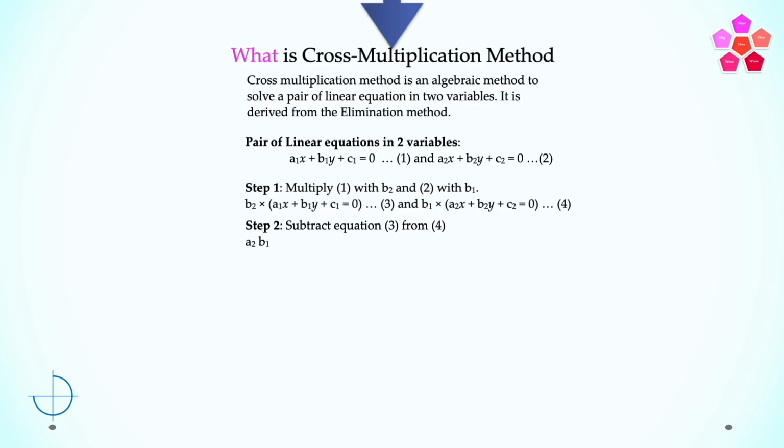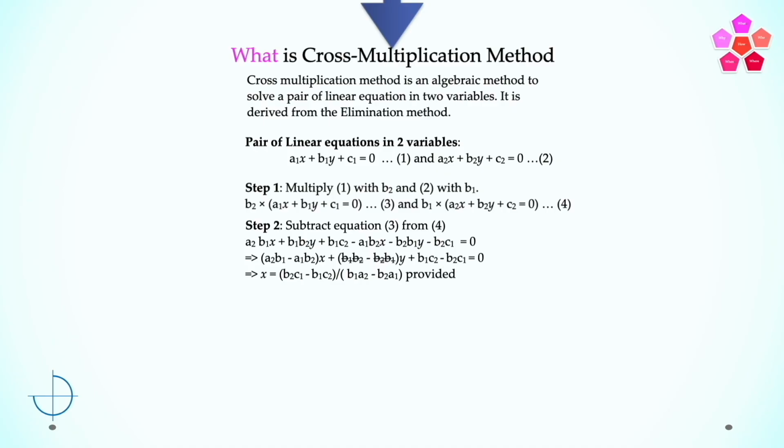A2 B1x plus B1 B2y plus B1 C2 minus A1 B2x minus B2 B1y minus B2 C1 is equal to 0, which implies that A2 B1 minus A1 B2, this entirely taking it common, multiplied by x plus B1 B2 minus B2 B1, which is actually the same thing and it cancels out, multiplied by y plus B1 C2 minus B2 C1 is equal to 0, which implies that x is equal to B2 C1 minus B1 C2 divided by B1 A2 minus B2 A1, provided A2 B1 minus A1 B2 is not equal to 0.